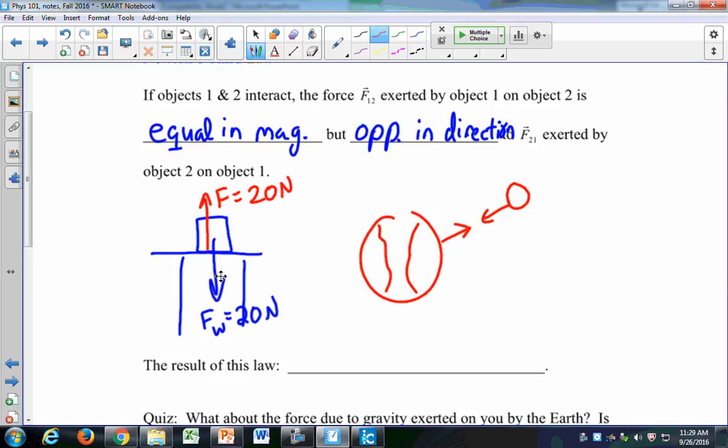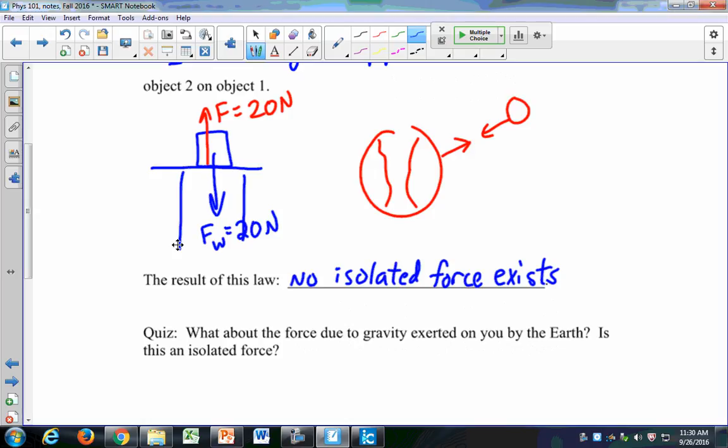And the result of this law, you guys ready? It's going to blow your mind. This is actually kind of a big deal: the result of this law is that no isolated force exists. You can never have a single force. You can never have a force that doesn't exist without another force that's equal but opposite.